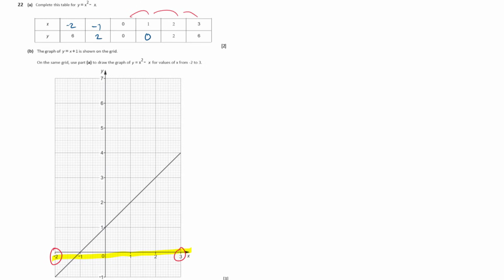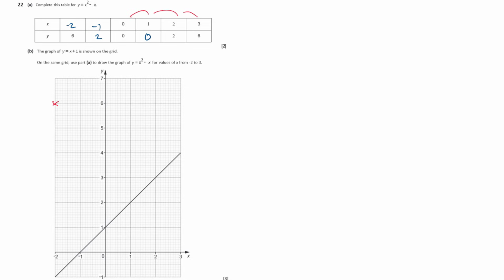Part B, the graph of y equals x plus 1 is shown on the grid. It's already drawn. On the same grid, use part A to draw the graph of y is equal to x squared minus x for the values of x from -2 to 3. So basically we just need to plot those points, don't we? Okay, so -2 goes with 6, so that's a point there.